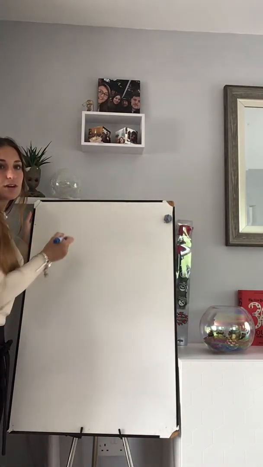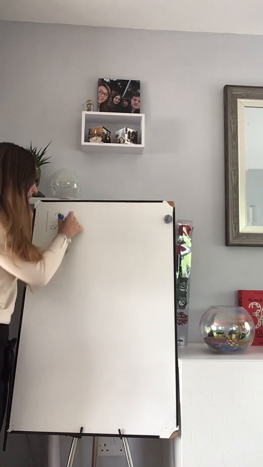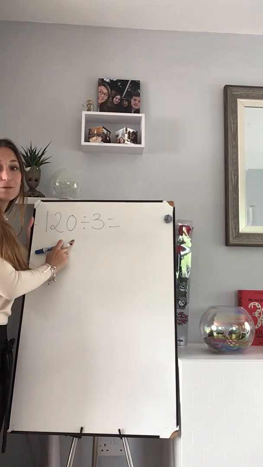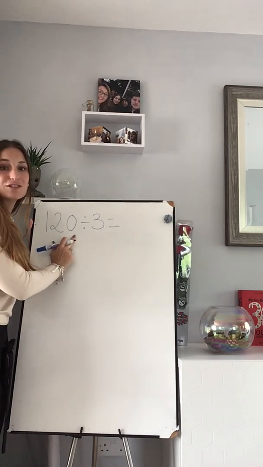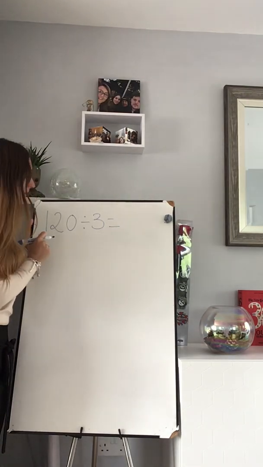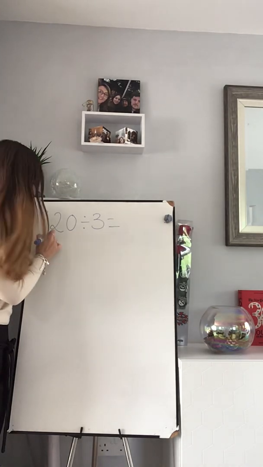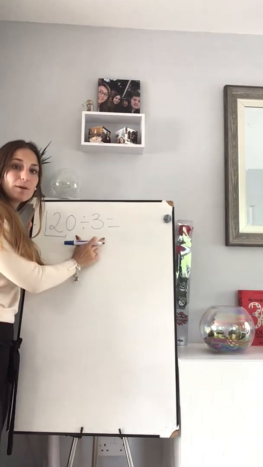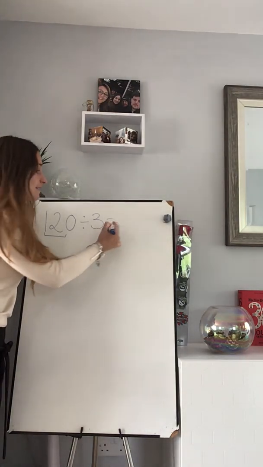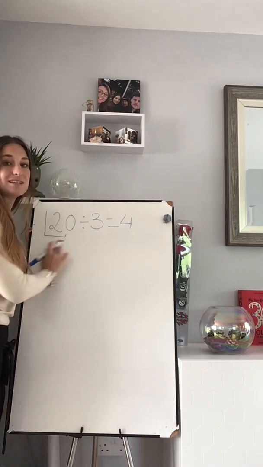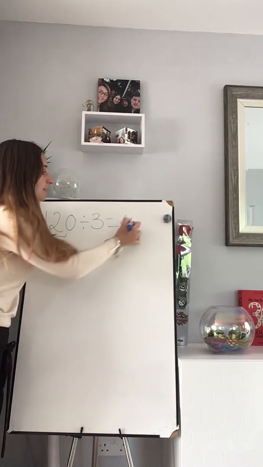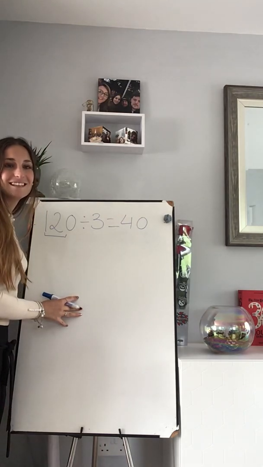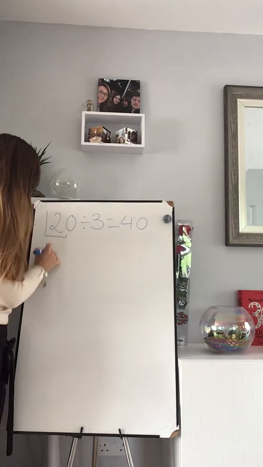Let's see, the first one that you had to do was 120 divided by 3. Now it is a multiple of 10 because it ends with a 0. So my trick was, I'm just going to focus on my front number, 12. Is 12 on my 3 timetable? It is. 4 times 3 is 12, and then I have a 0 that I cannot forget, and I put it at the end.